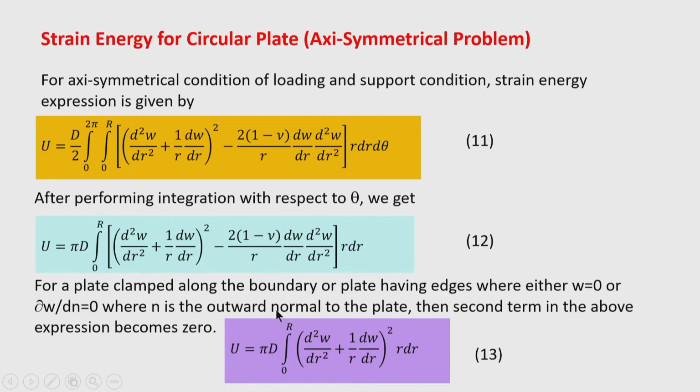Now, suppose we want to solve a problem of a plate which has a fixed boundary, that is, it is fixed along all edges. In that case it is not necessary to consider the second term, because the slope dw/dr becomes 0. So, the first term, that is the square term, will be used to calculate the strain energy of the plate.